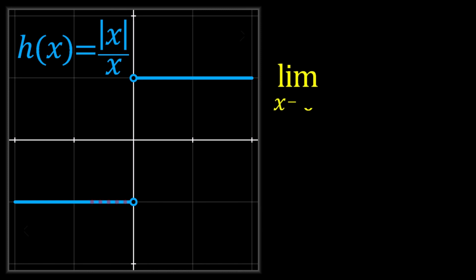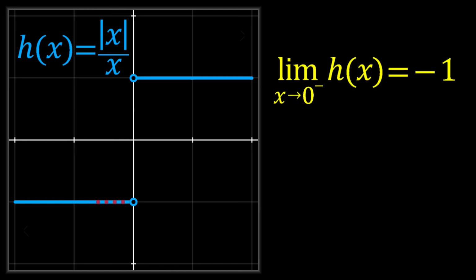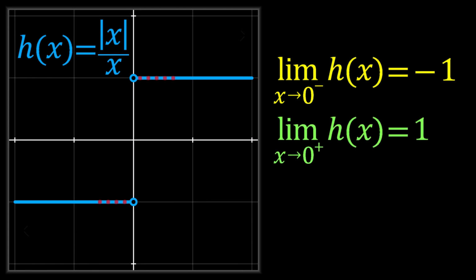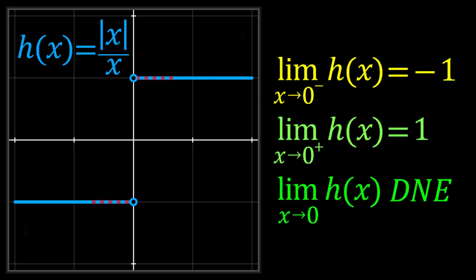From the left side, we get a limit of negative 1. From the right side, we get a limit of positive 1. Since the two one-sided limits aren't equal, the limit of h of x as x approaches 0 does not exist. So that's a cool little example of a function that naturally has a jump like this one.